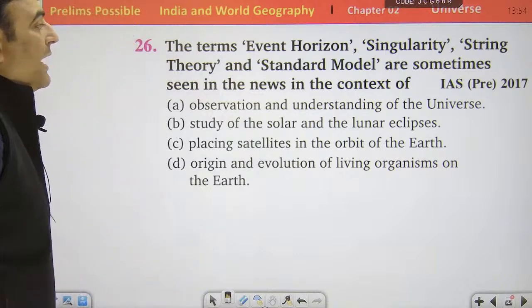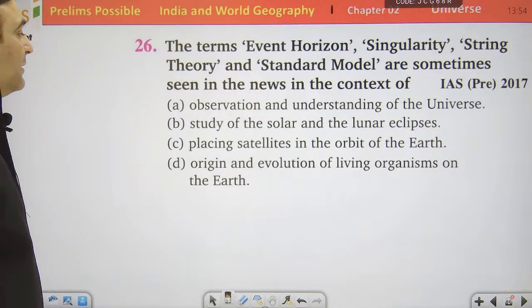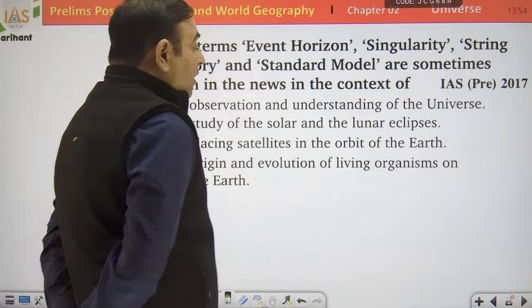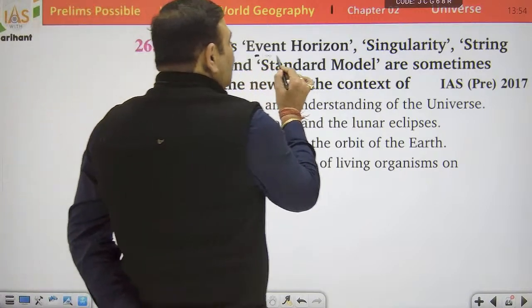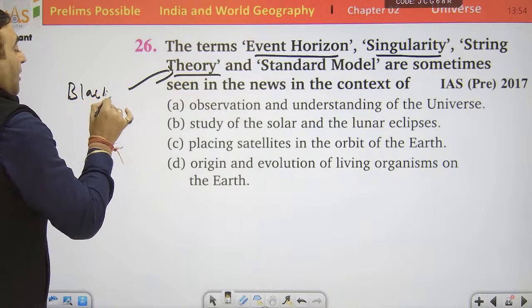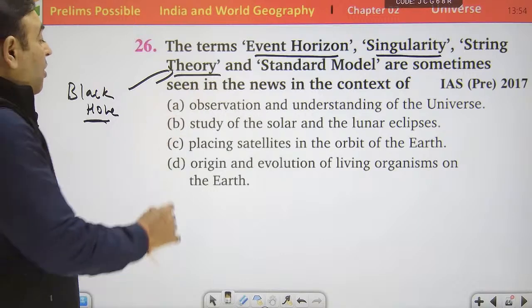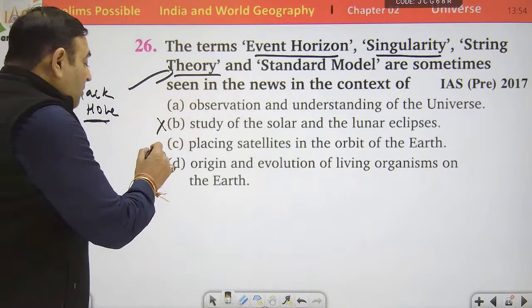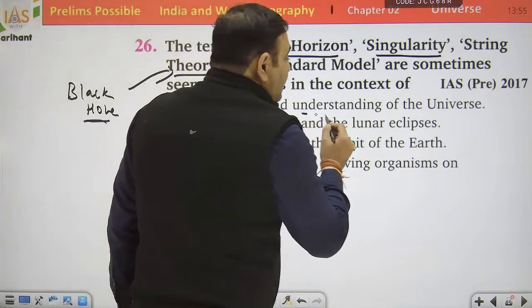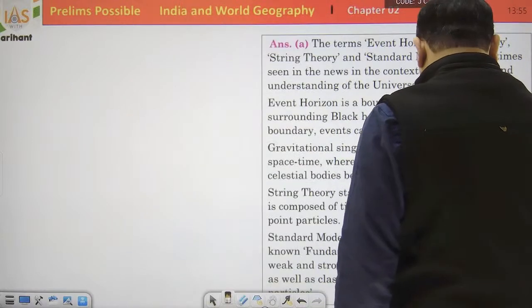Question number 26. The terms event horizon, singularity, string theory, and the standard model are sometimes seen in the news in the context of observation and understanding of the universe, study of the solar and the lunar eclipse, placing satellites in the orbit of the Earth, and the origin and evolution of living organisms on the Earth. Simple. Event horizon, singularity, string theory, these all are terms related to black holes. Now see the options. Observation and understanding of the universe. Study of the solar and lunar eclipse? No. Placing satellites in the orbit of the Earth? No. Origin and evolution of life? No. So the correct answer is observation and the understanding of the universe. Clear?